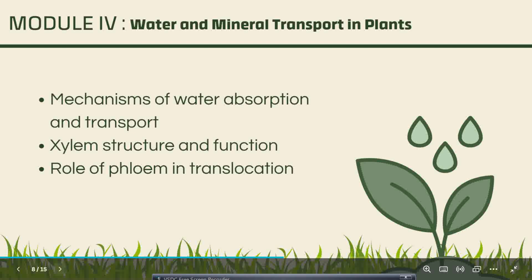So here, they are making their own food, we know that, and they are taking water and minerals from the root, but these things need to be transported to different parts of the plant. That we will be studying in water and mineral transport in plants. We will be dealing with the mechanism of water absorption and transport, xylem structure and function, and the role of phloem in translocation. Don't get confused by these words and terms. We will be discussing them deeply in the next courses, coming classes.